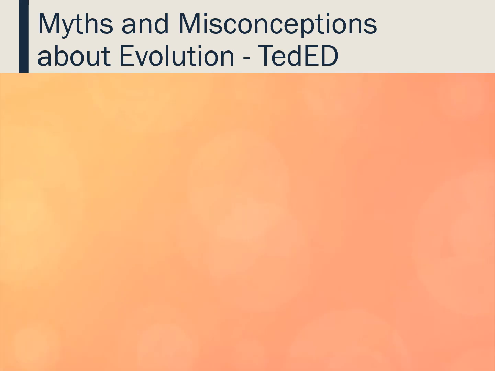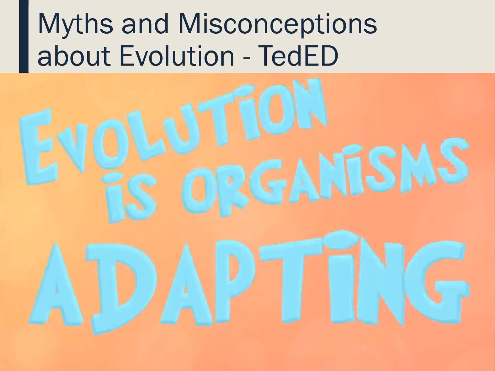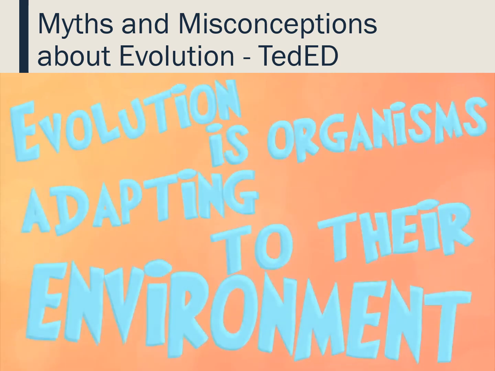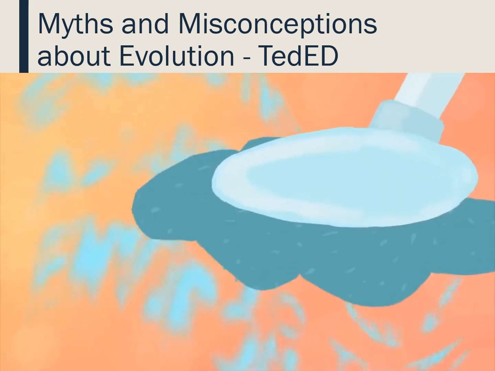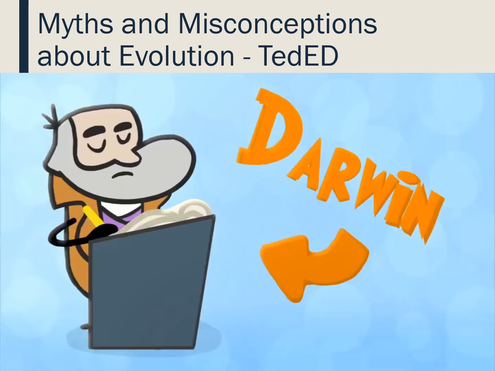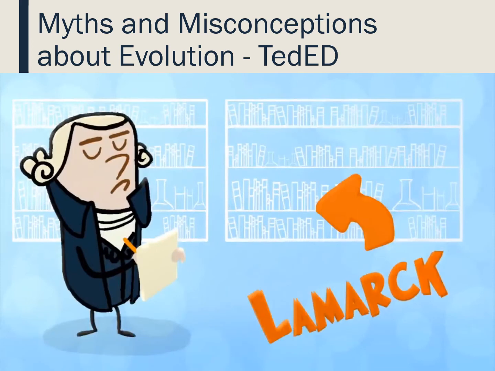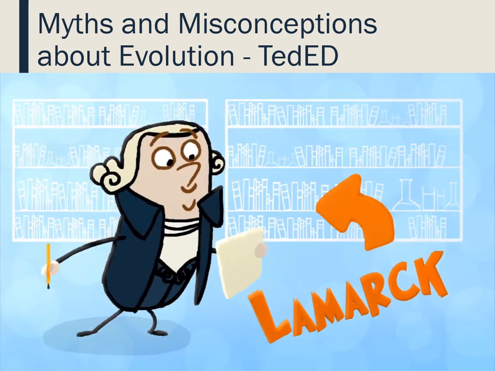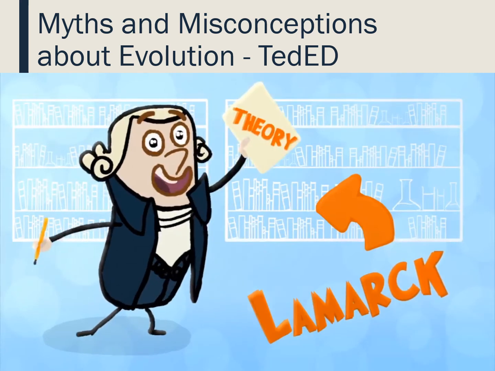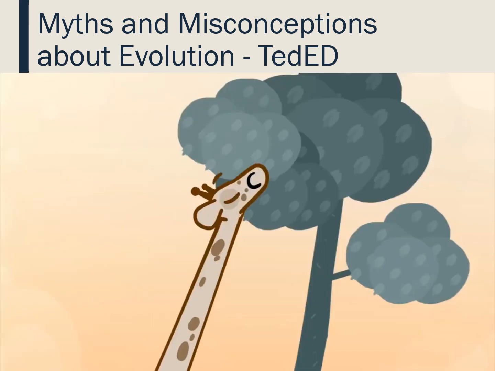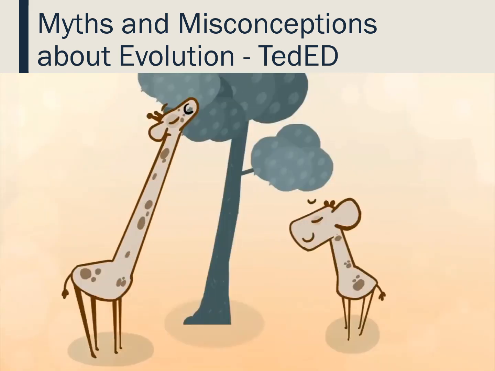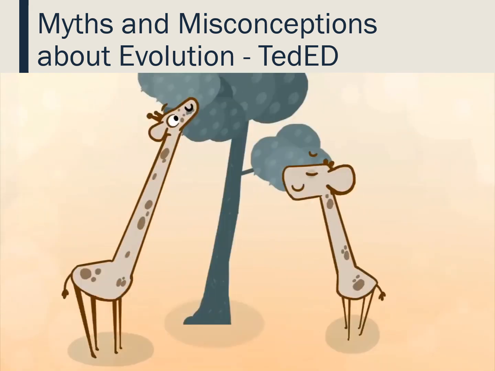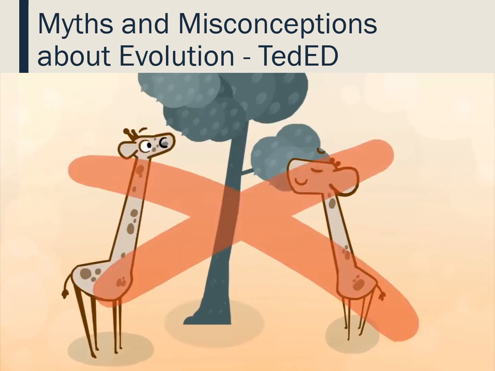Things like, evolution is organisms adapting to their environment. This was an earlier, now discredited theory of evolution. Almost 60 years before Darwin published his book, Jean-Baptiste Lamarck proposed that creatures evolve by developing certain traits over their lifetimes, and then passing those on to their offspring. For example, he thought that because giraffes spent their lives stretching to reach leaves on higher branches, their children would be born with longer necks. But we know now that's not how genetic inheritance works.